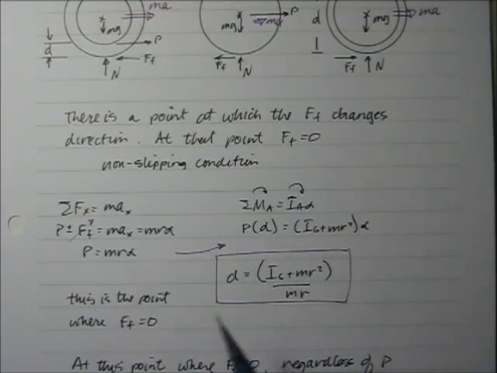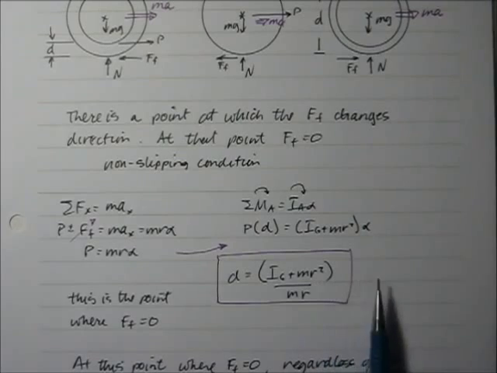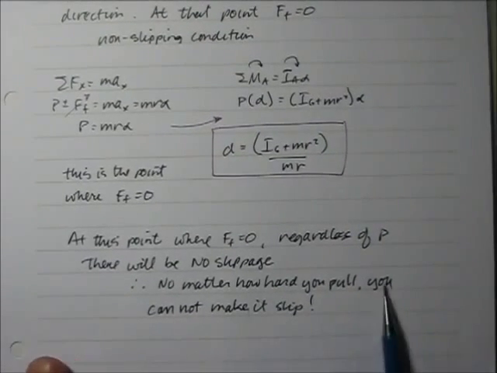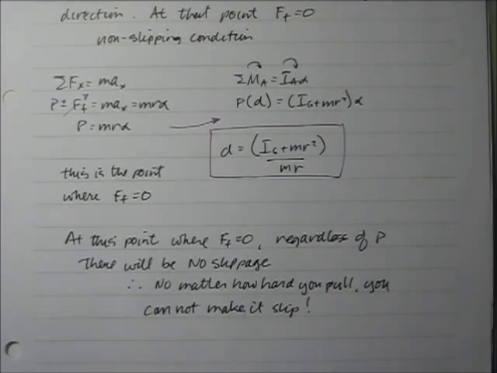It cancels out here, or it's substituted, so that d is not dependent on either the force of friction or P. So it doesn't matter how hard you pull, you can never make it slip. So that's kind of a curious thing. No matter how hard you pull, you can't make it slip.